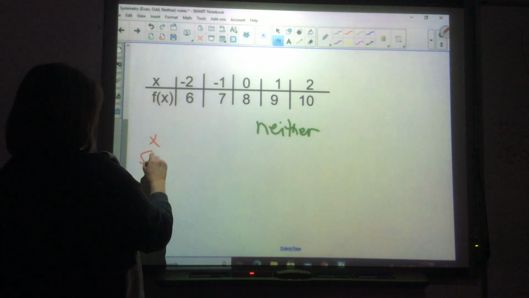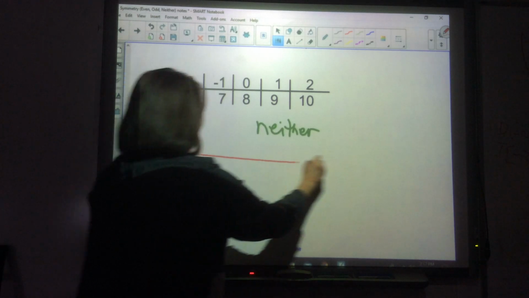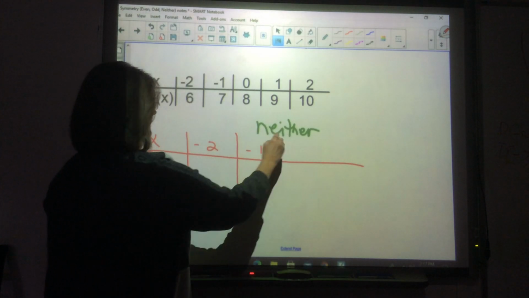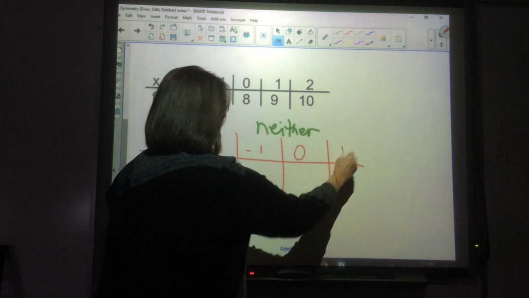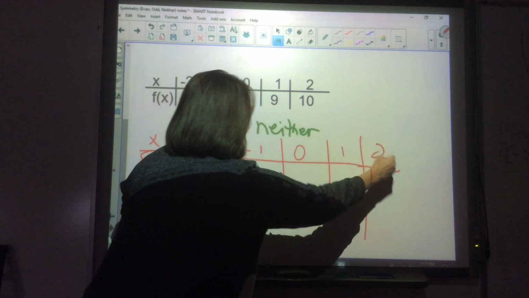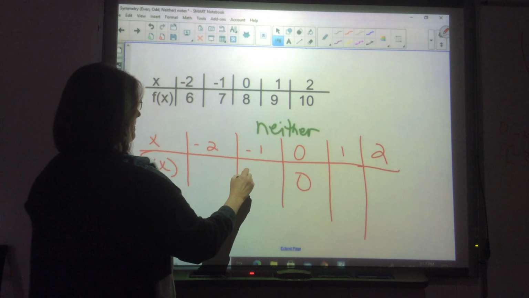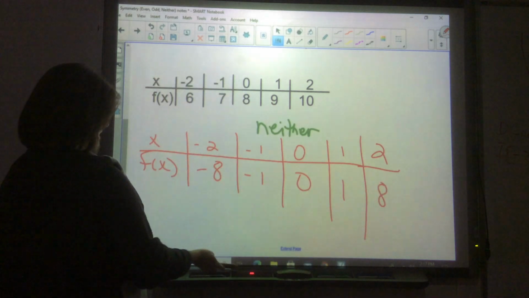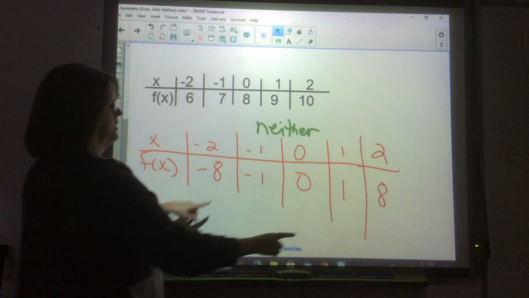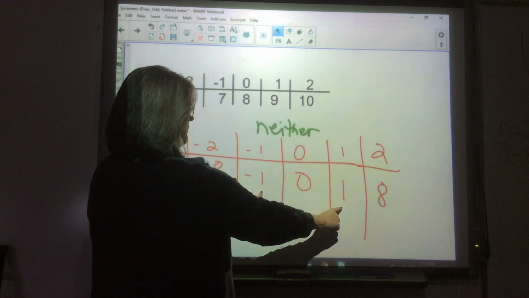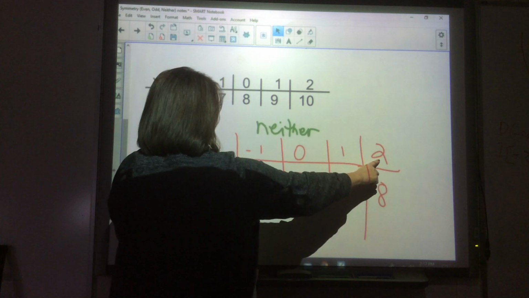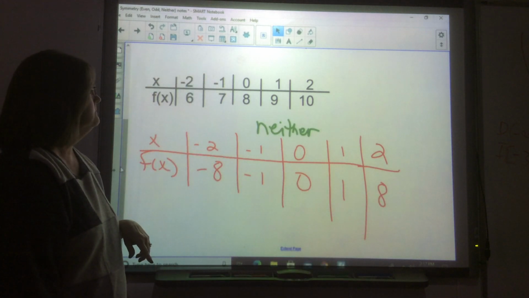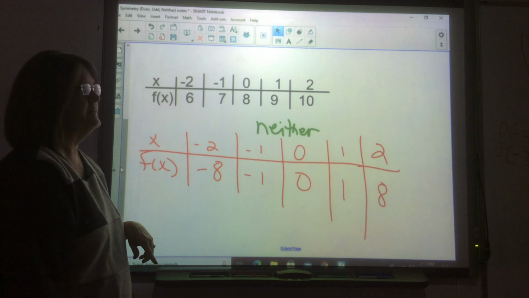If you look at your opposite x values, they have opposite y values. Opposite x, opposite y. That is odd. Sorry, didn't mean to say even. That is odd.